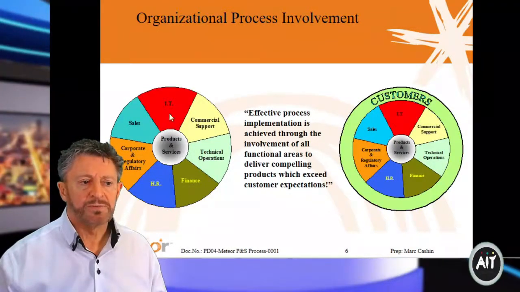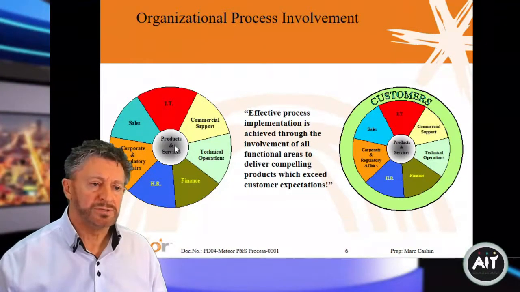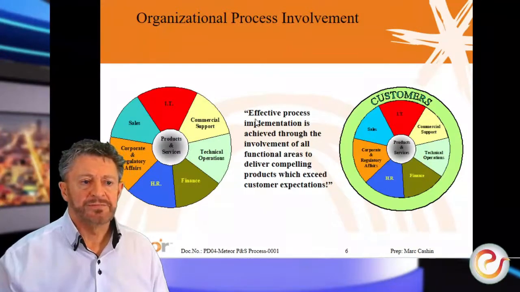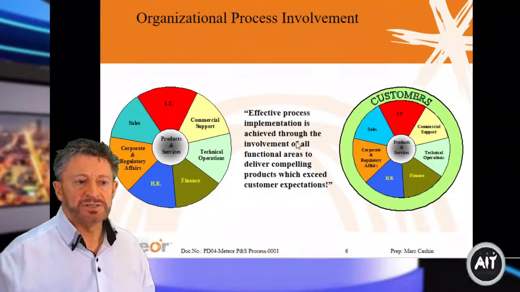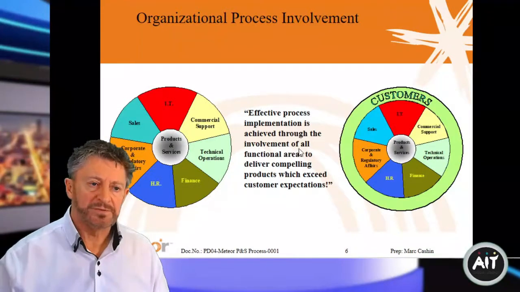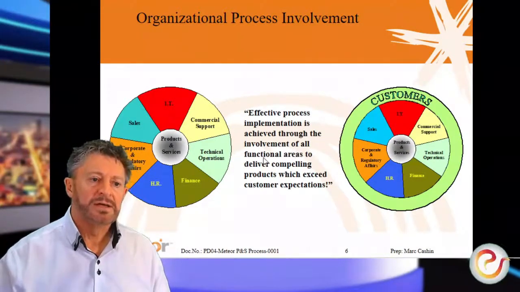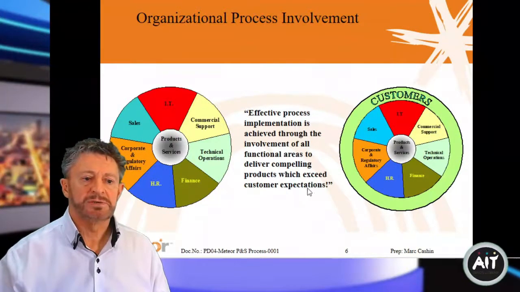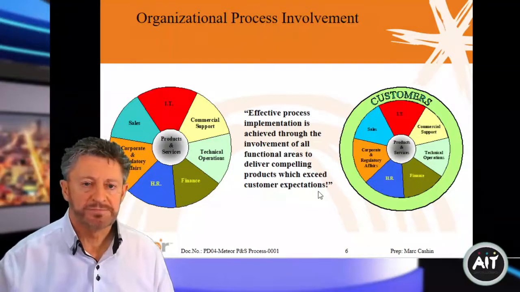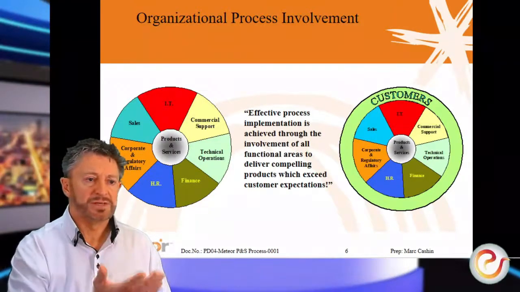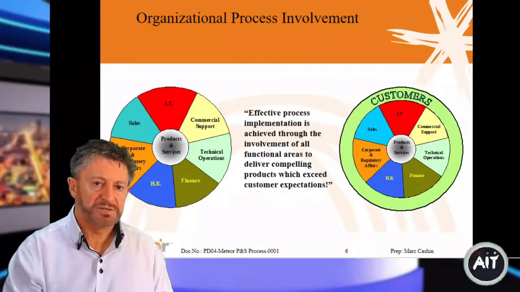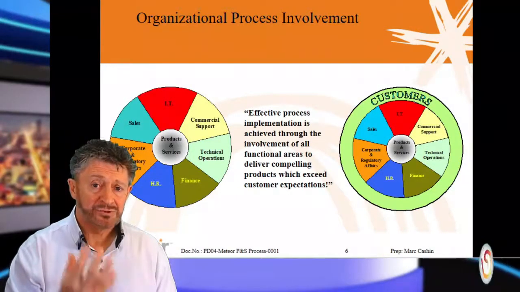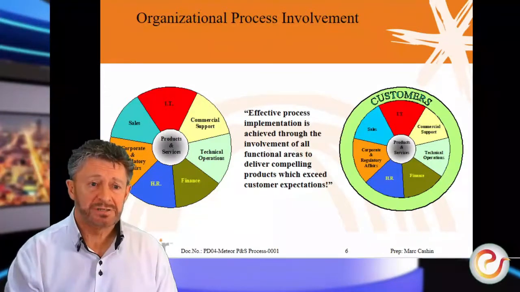And we said, when we combine all of these, this is what we need to produce our products based on the roadmap. And here I just said, effective process implementation is achieved through the involvement of all the functional areas to deliver compelling products which exceed customer expectations. That's all I said, right? Everyone has to get involved in this. And that was pretty basic. You might say, well, Matt, that sounds basic. It is, but try doing it. That's where the real challenge comes in.